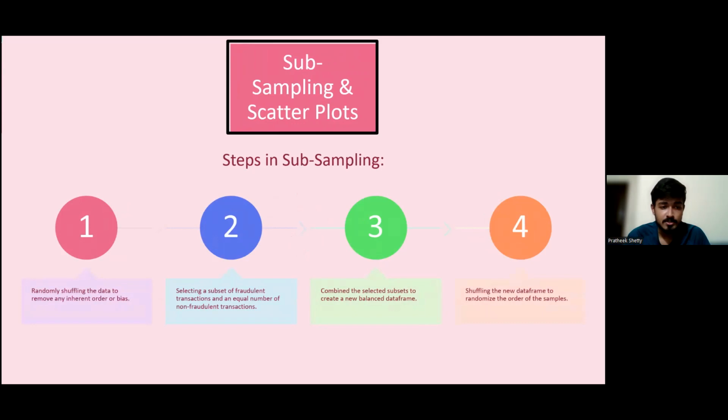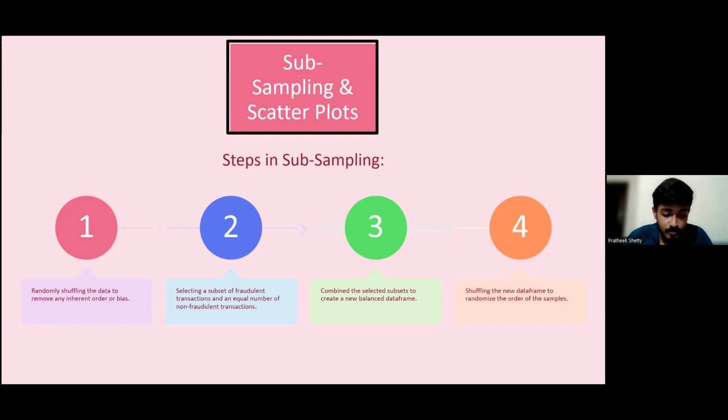Subsampling and scatter plots. It is important to know that subsampling can result in information loss, where valuable data is discarded, potentially affecting model performance. It may introduce bias by selecting a subset that may not be representative of the overall population. The smaller subsample data set can lead to increased variability, making model results less reliable.